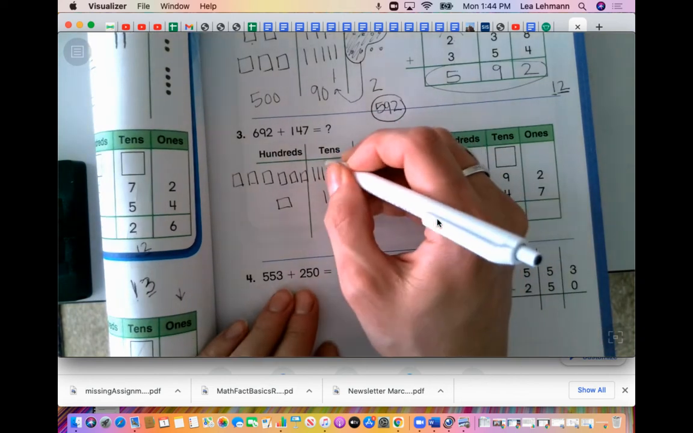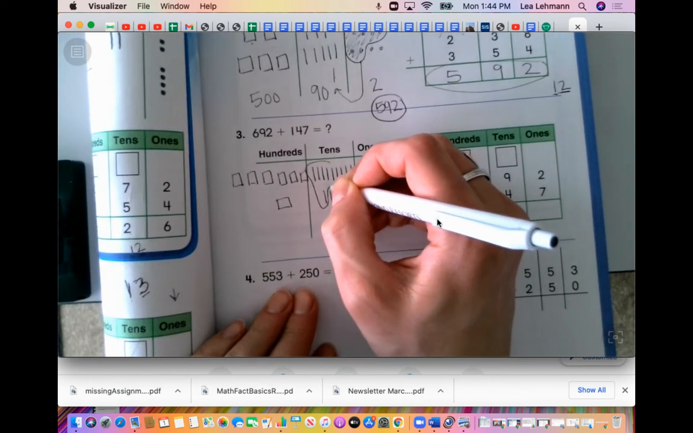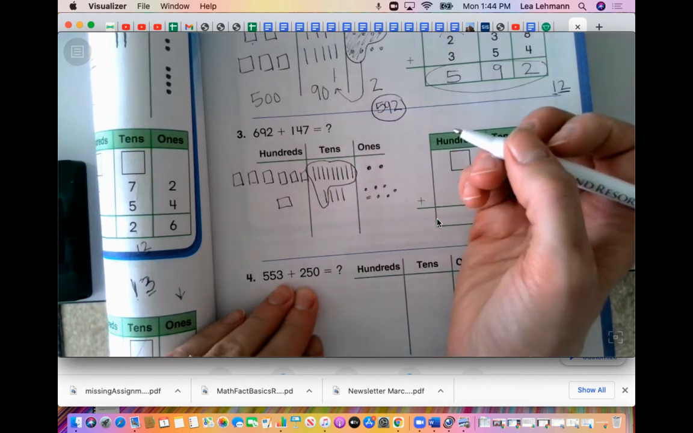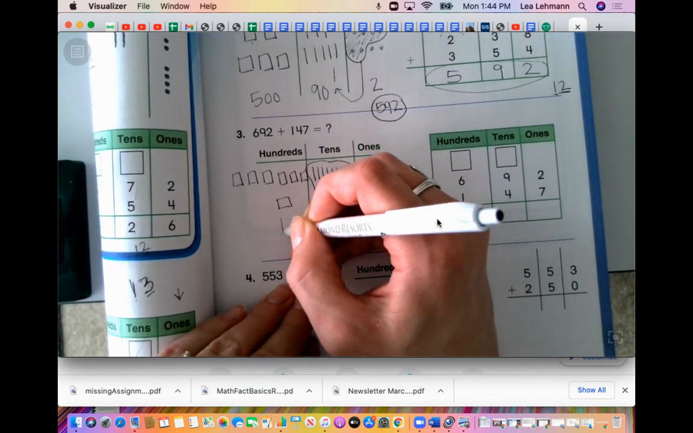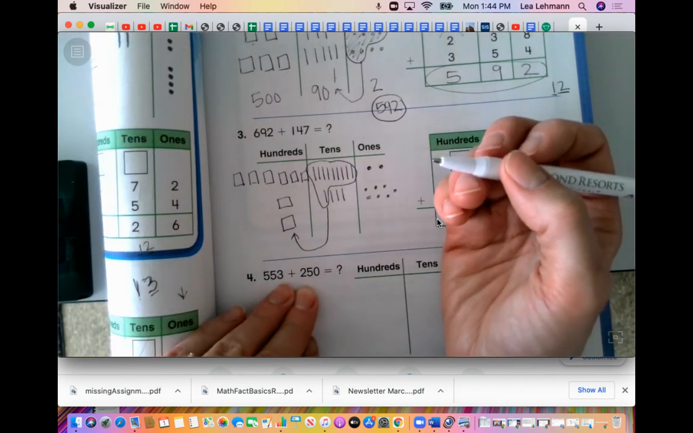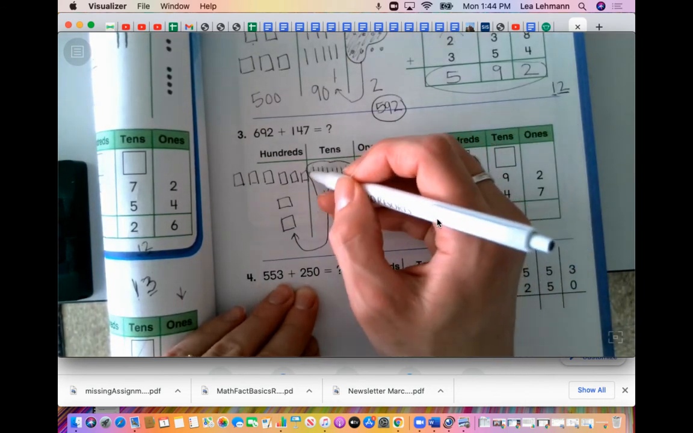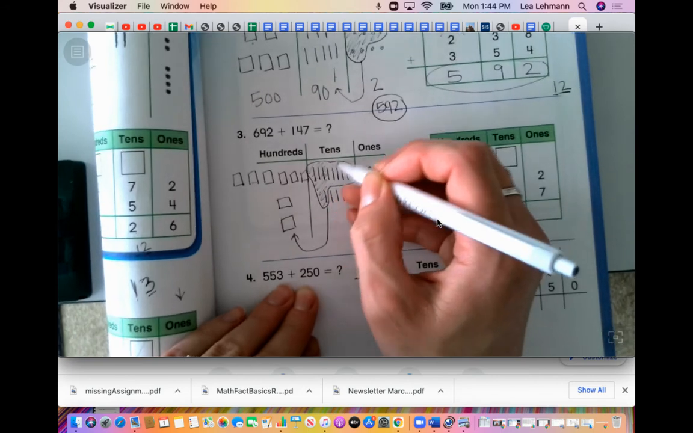So let's circle 10 of those. And let's arrow, right? Regroup it to add a 100. Now again, I'm going to get rid of these 10s because they are not there. Bye-bye.